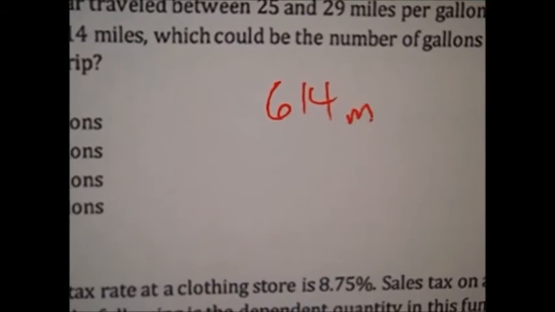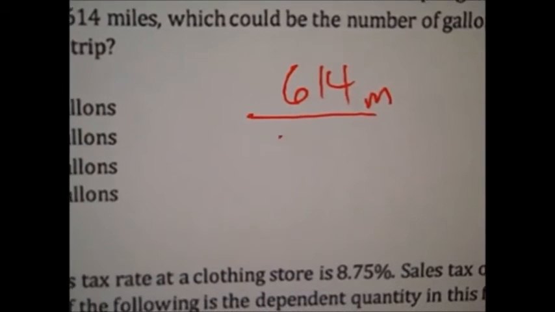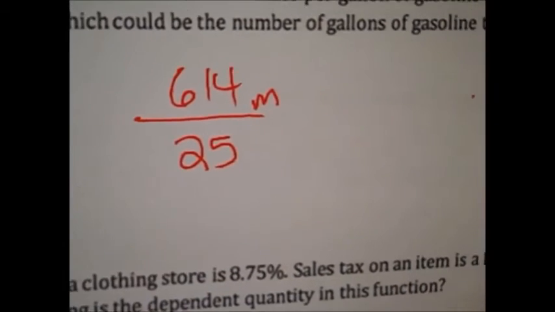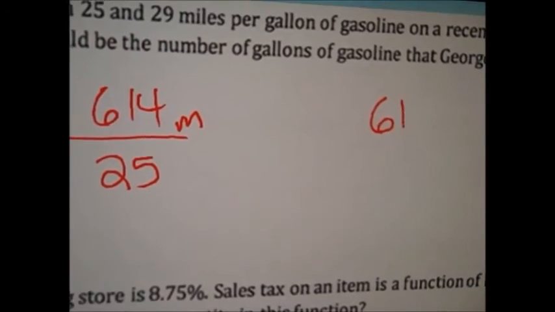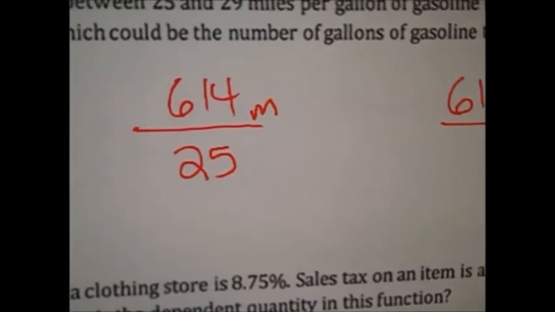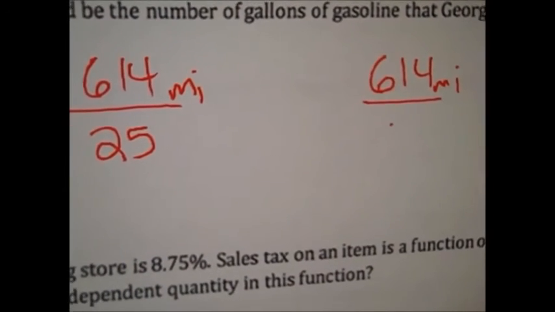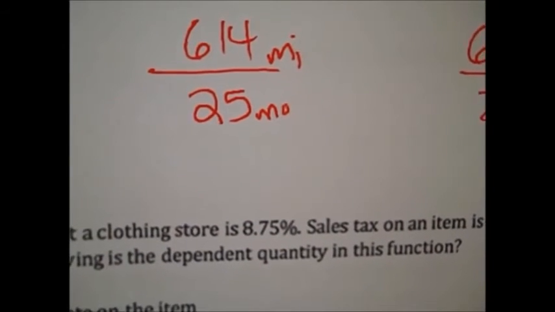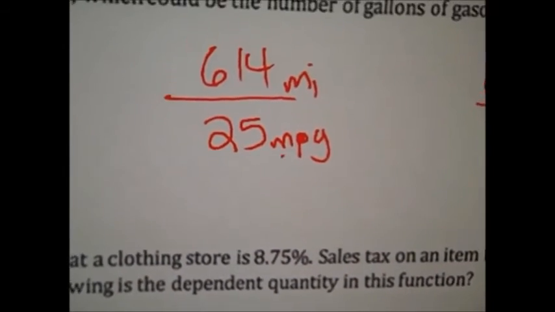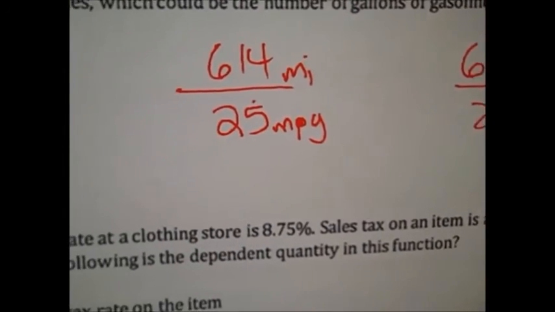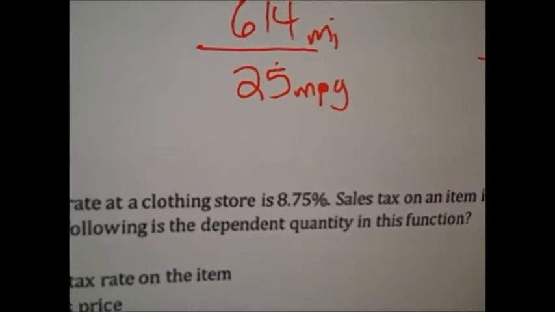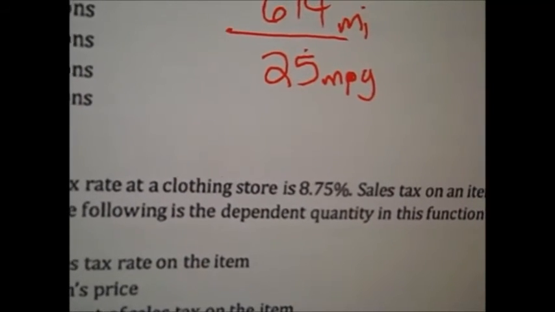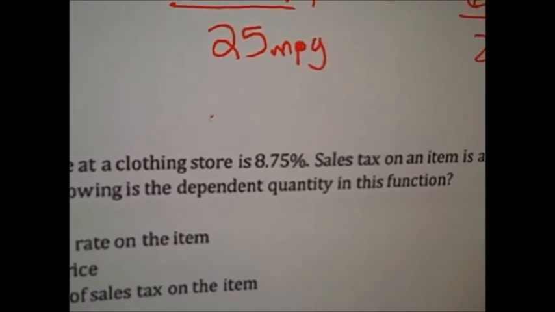614 miles in 25 miles per gallon, and then 614 miles, this should be MI, miles in 29 miles per gallon. Let me check. We'll tell you how many gallons it'll take. 614 divided by 25 is about 24.56.